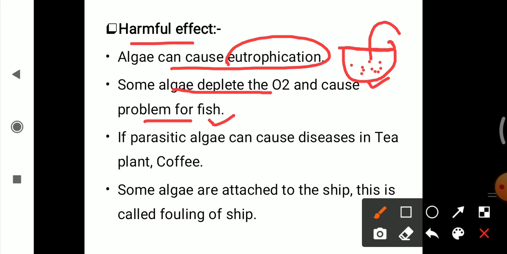Parasitic algae can cause disease in tea plants and coffee plants. Some algae attach to ships. This is called fouling of ships, which decreases the speed of the ship, which is used as transportation on water bodies. So these are the harmful effects of the algae.